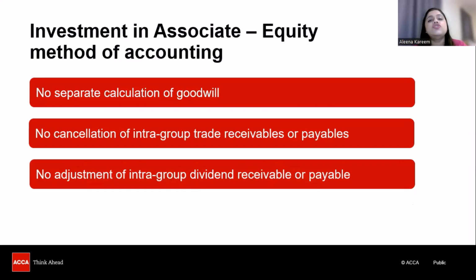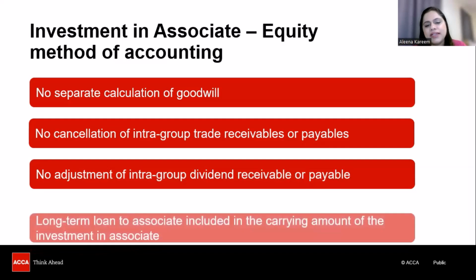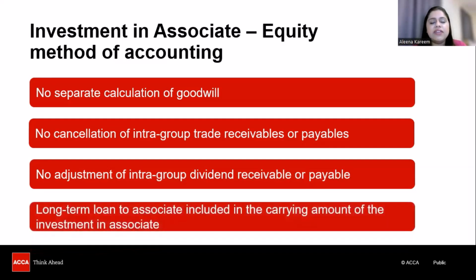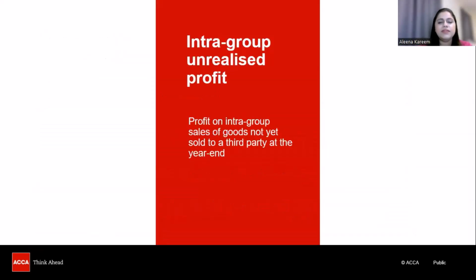Why? Because there is no line-by-line addition taking place. Associate is showing its own working, so we keep them both separate. We do not cancel off any assets with the liabilities. And even if there is a long-term loan that has been given to the associate company by the parent company, that is also going to be a part of the investment in associate rather than showing it separately.